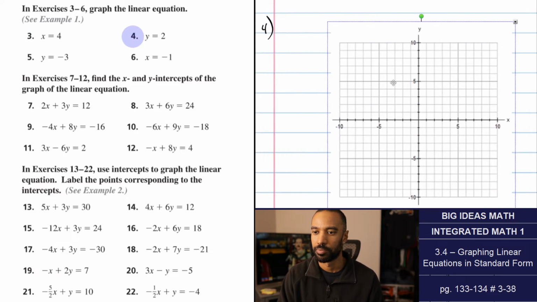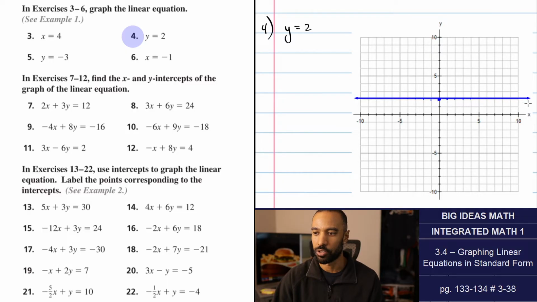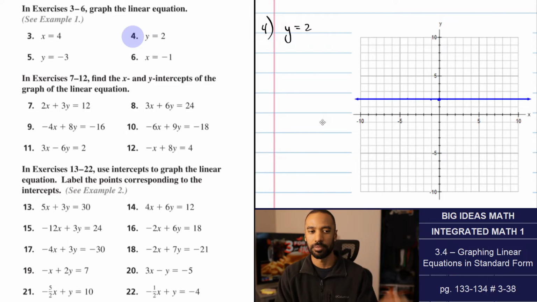Y equals 2, number 4. This is a horizontal line because this crosses the y-axis at y equals 2, and here's (1, 2), (2, 2), (3, 2), (4, 2), (-1, 2), (-2, 2), etc. What do they all have in common? The y value is 2. It's a horizontal line, goes across here. It is a function. Don't know if that matters, but it is a function. Draw arrows on your lines, by the way, and there we have it.